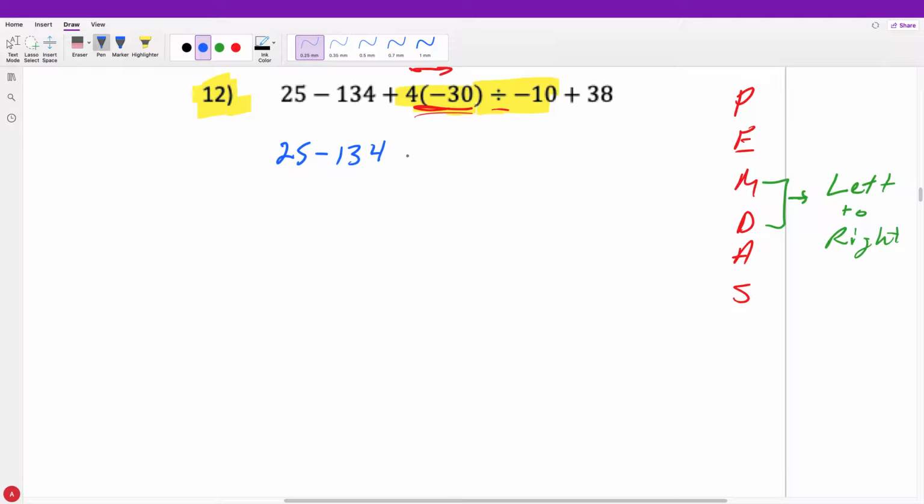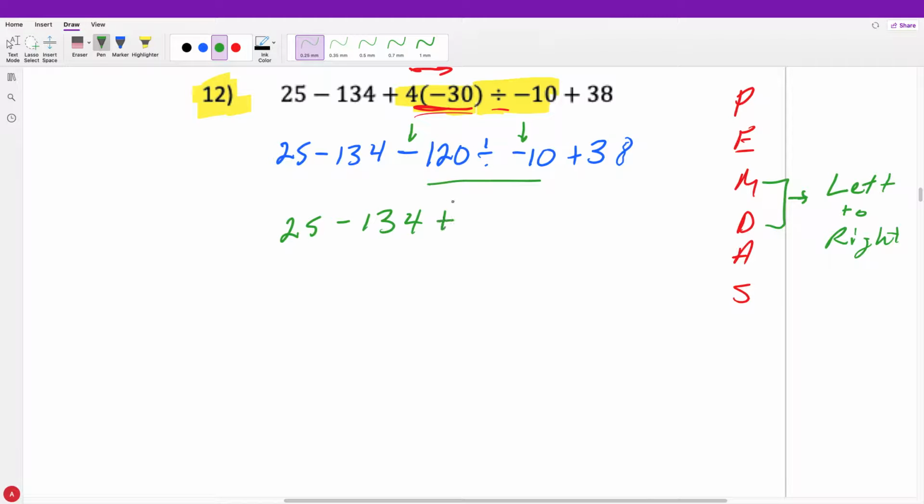Well, 4 times a positive times a negative is negative. 4 times 30 is 120. So I know I have 120 divided by negative 10 plus 38. Right? Then from here, now I have my division. So I'm going to go ahead and rewrite this out again. 25 minus 134. A negative divided by a negative is positive, so it's not going to be minus. 120 divided by 10 is 12, so plus 38.